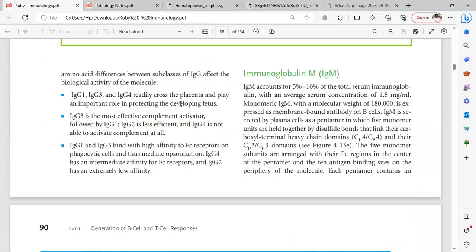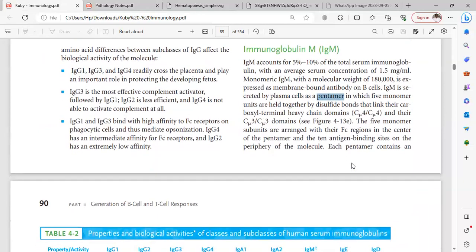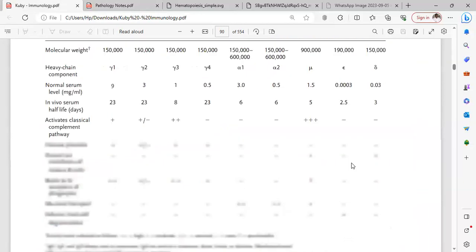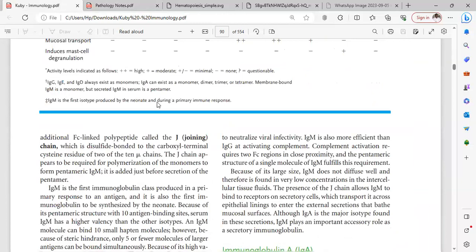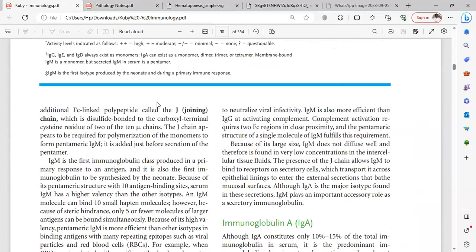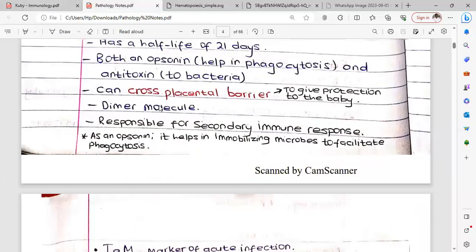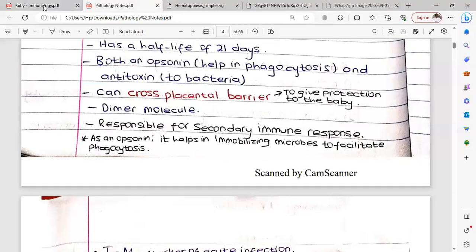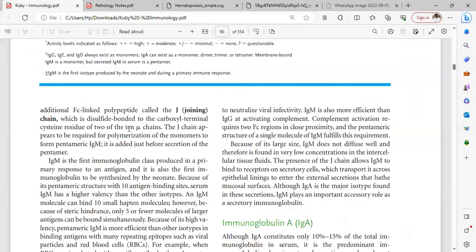Yeah, it can cross the placenta. We've talked about that. IgM, we have talked, it's a pentamer, we have seen here. Question: so IgG is the only one that crosses the placenta? The other ones cannot. I think so. I think the book talks about it here.